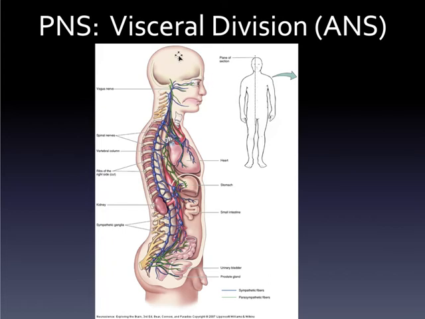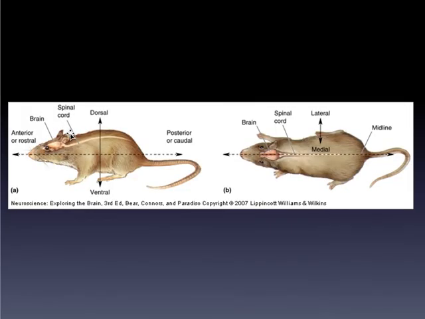So the reference terms we use in a human assume the human's in that position. But if we instead assume the human's in this position, then all the confusion goes away, right, about the terms. In fact, there are some anatomists who advocate redefining terminology of humans along the lines of quadrupeds, though I don't think that'll ever gain traction.